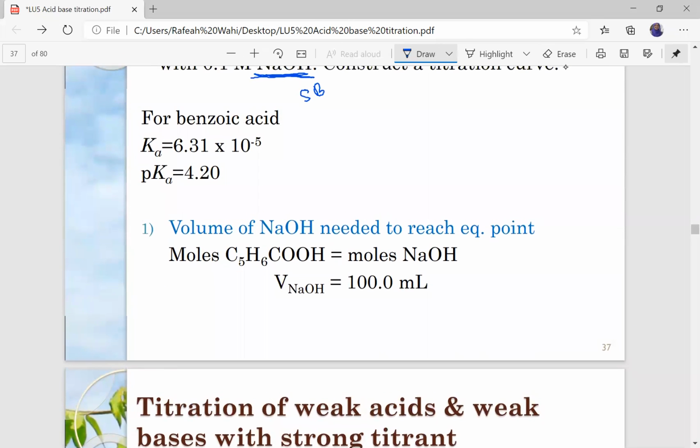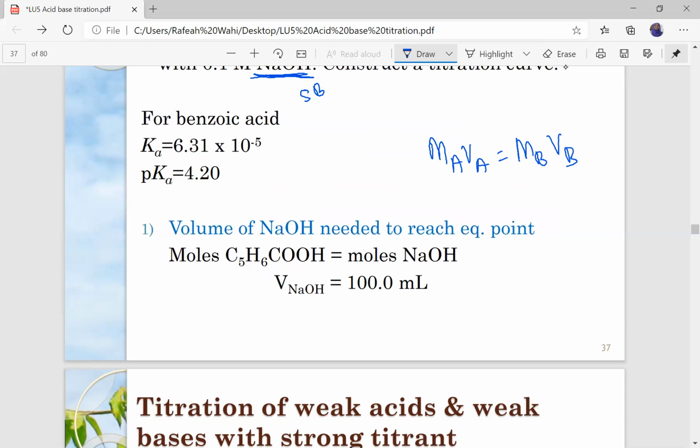So again, the first step in any titration calculation is to determine how much volume is needed to reach the equivalent point. So step 1, calculate the volume needed to reach the equivalent point. MAVA equals MBVB.